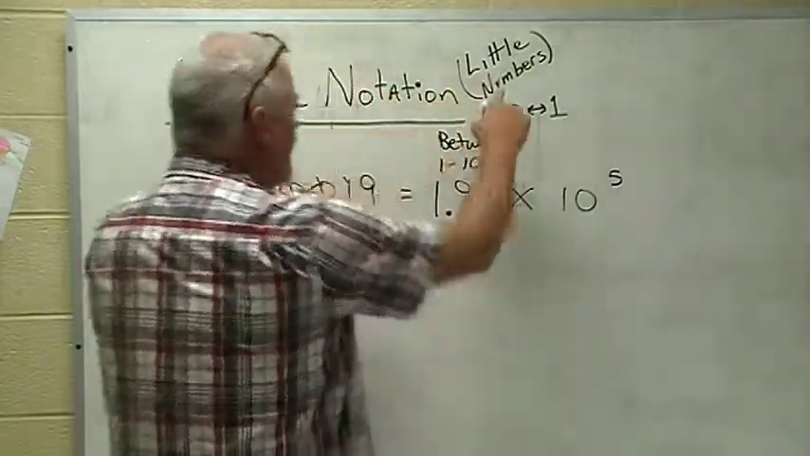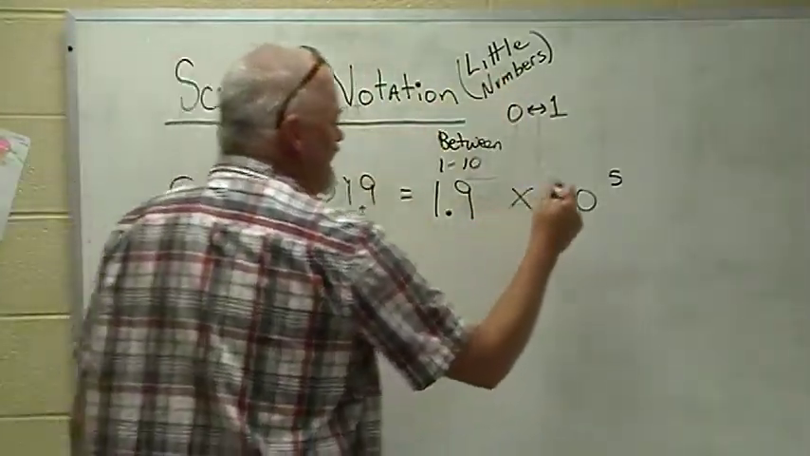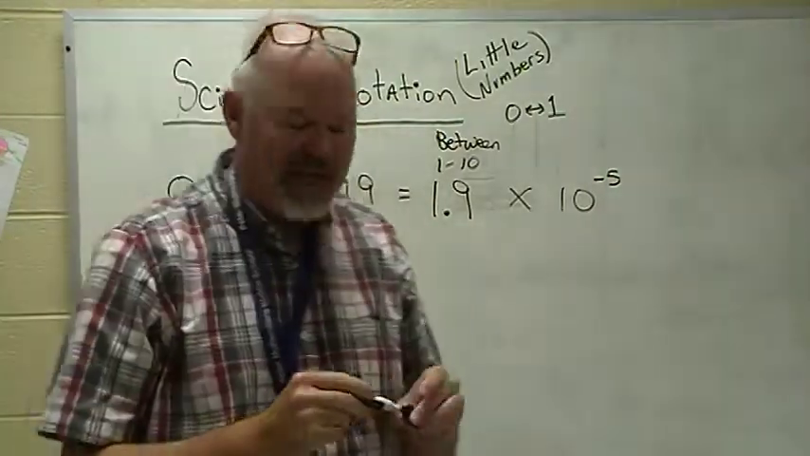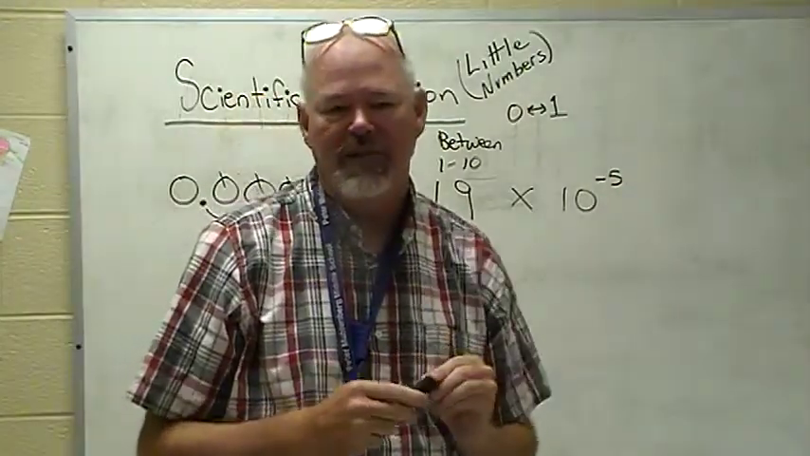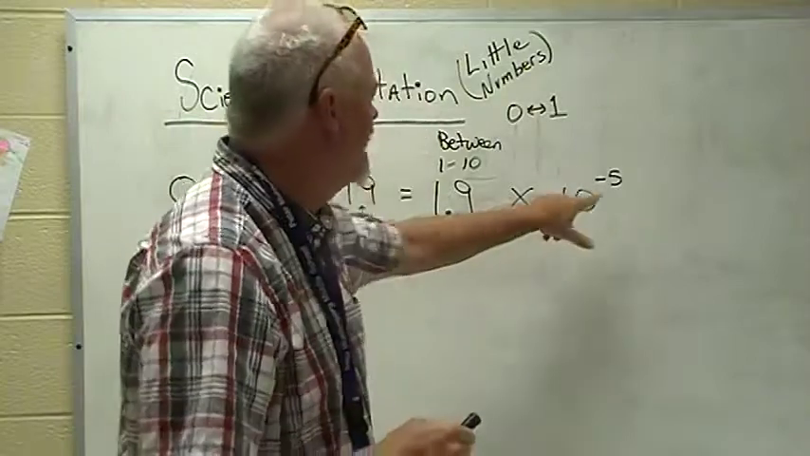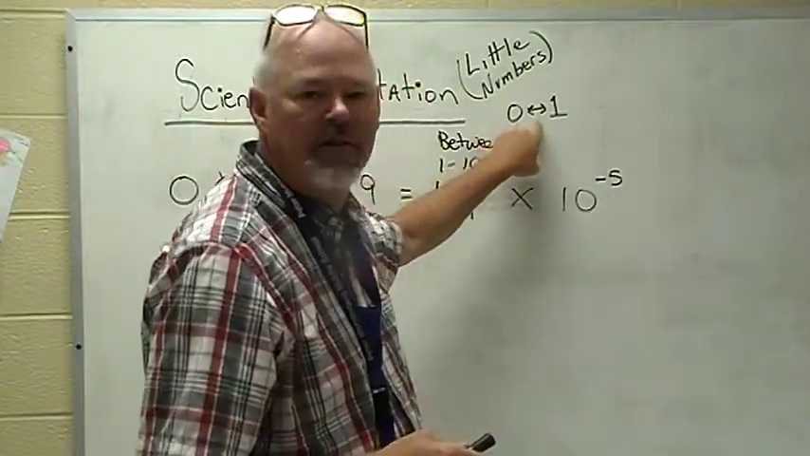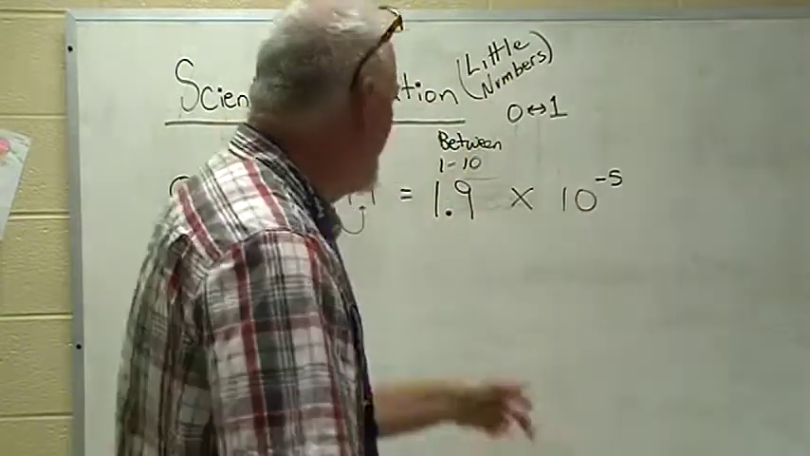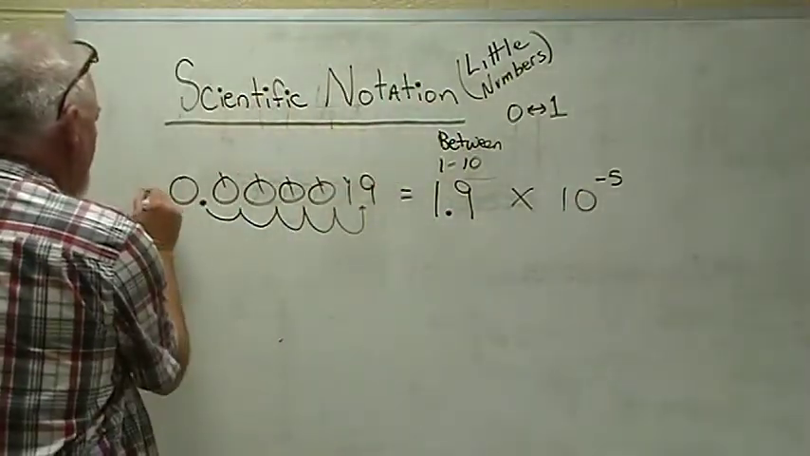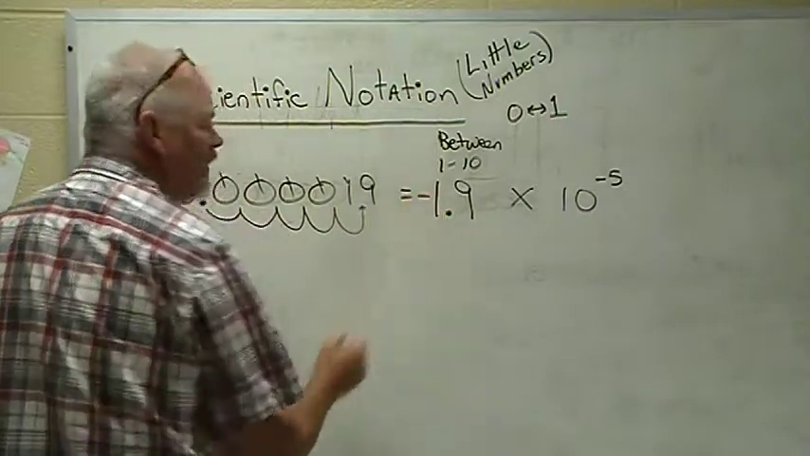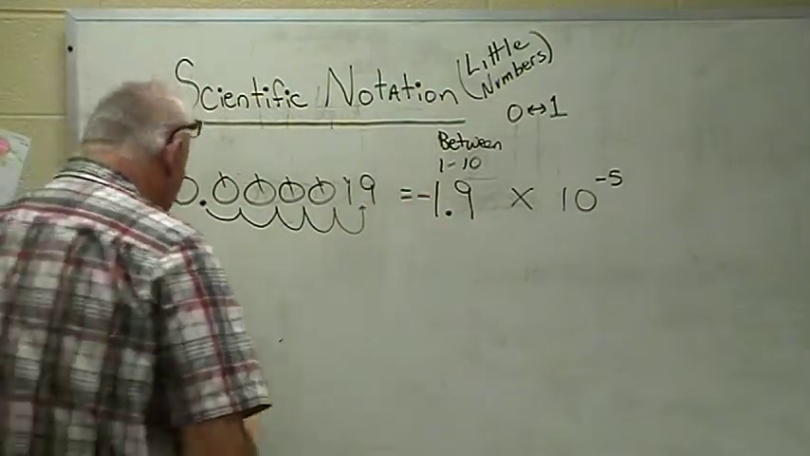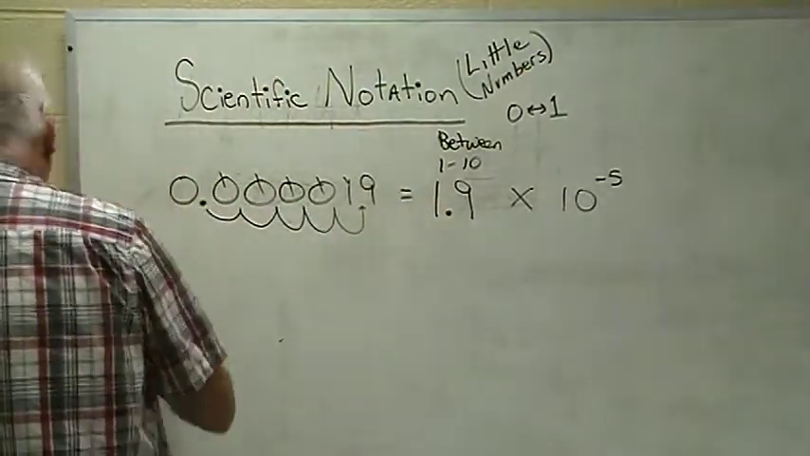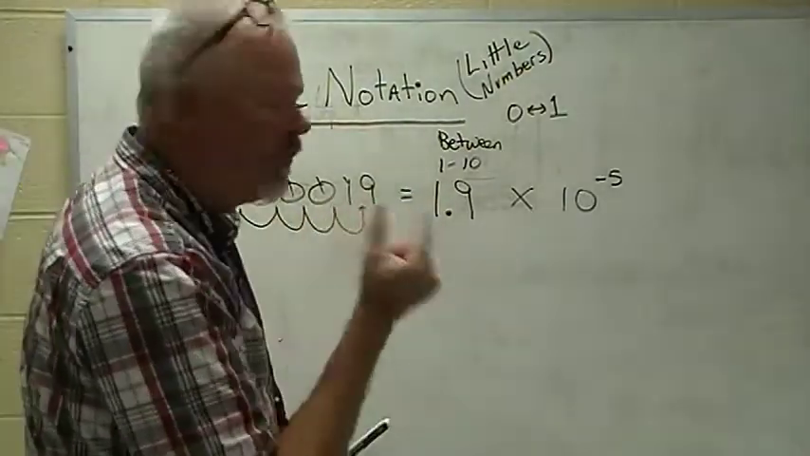The only difference between little numbers and big numbers is the exponent is negative. Remember when we did negative exponents back there? Miss Creasy did the video on it. All negative exponents are between 0 and 1. They're little numbers. They're not negative numbers. If I wanted to make this a negative number, I'd have to put a negative sign in front of both of them. Right? But they're not negative numbers. They are just little bitty numbers. Small numbers between 0 and 1.